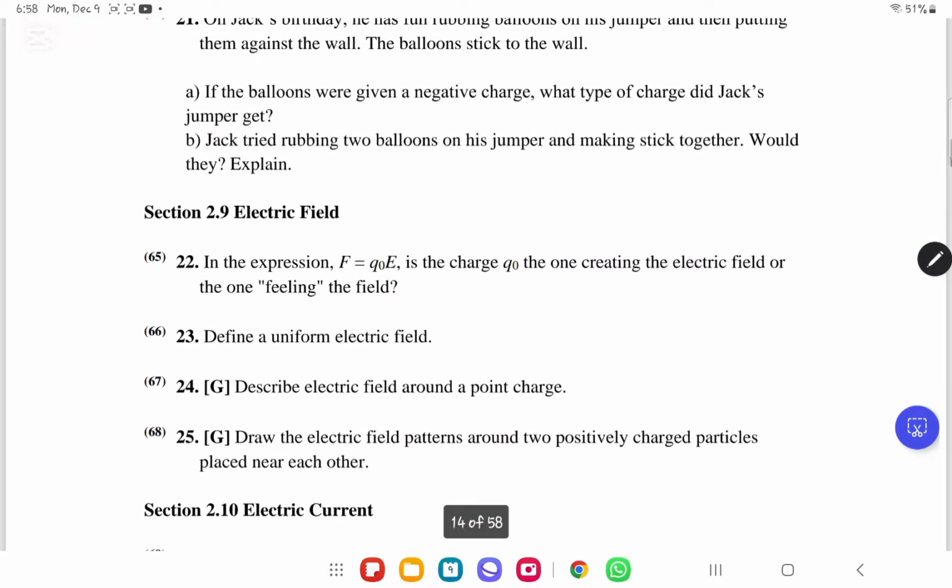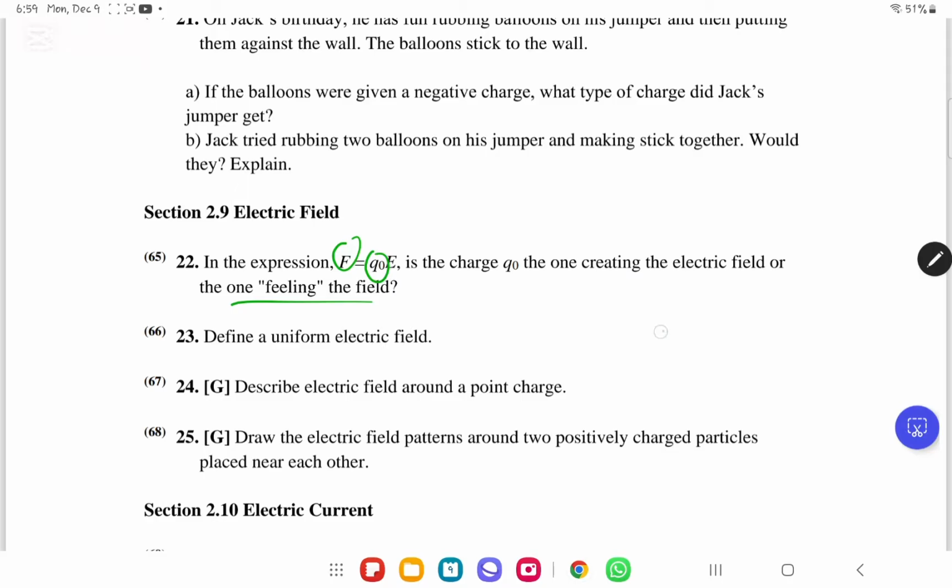Now we reached the last section we have, which is section 2.9, the electric field. So in the expression E, which is the electric field, is equal to the force divided by the quantity of charge, is the charge Q the one creating the electric field or the one feeling the electric field? It's definitely the one feeling the electric field. The one creating the electric field is not affected by the field itself.